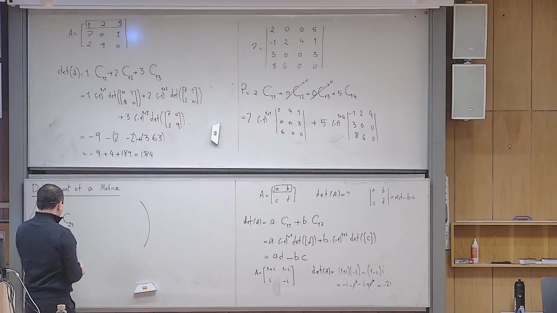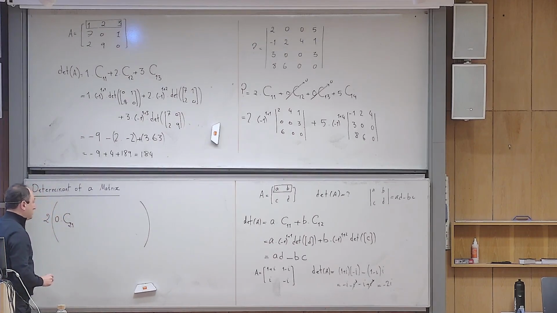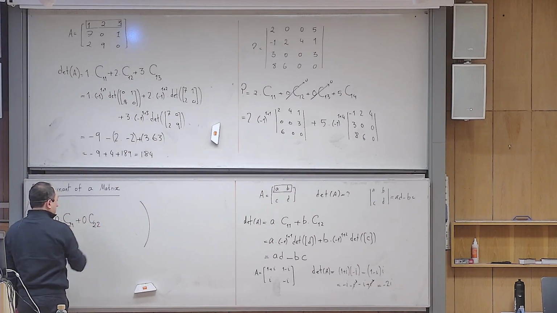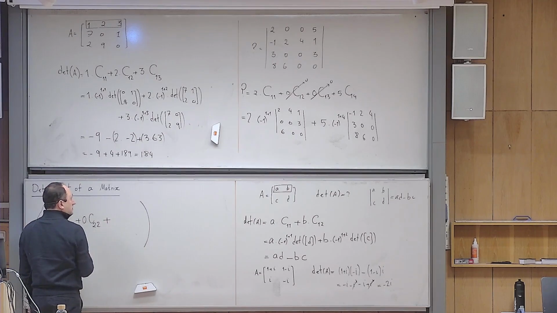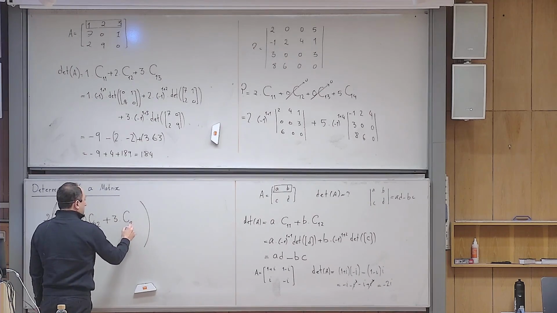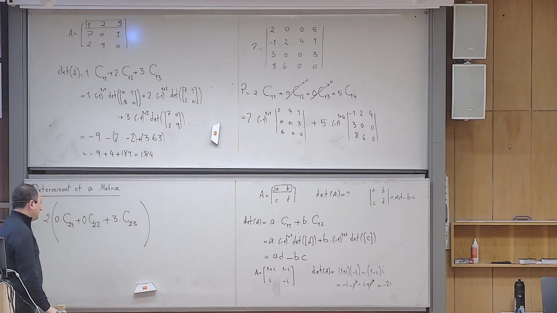Of course, it doesn't matter which one because it is multiplied by 0, but let us do it properly. And then I go to the next one, which is the next entry, 0 multiplied by C2,2. And then I go to the next one, which is 3 multiplied by C2,3. But for which determinant? It's probably for that determinant. Okay.